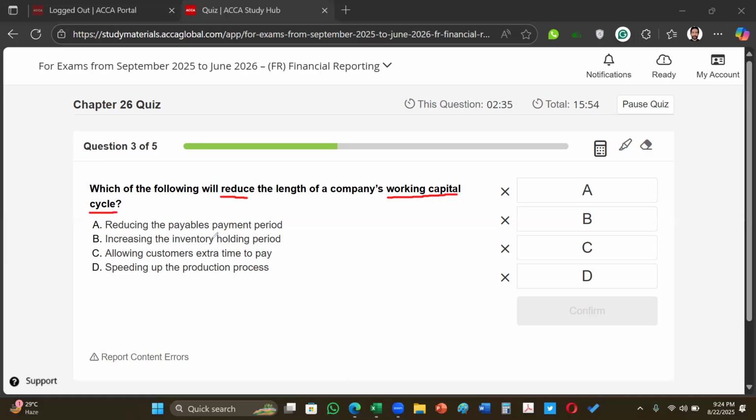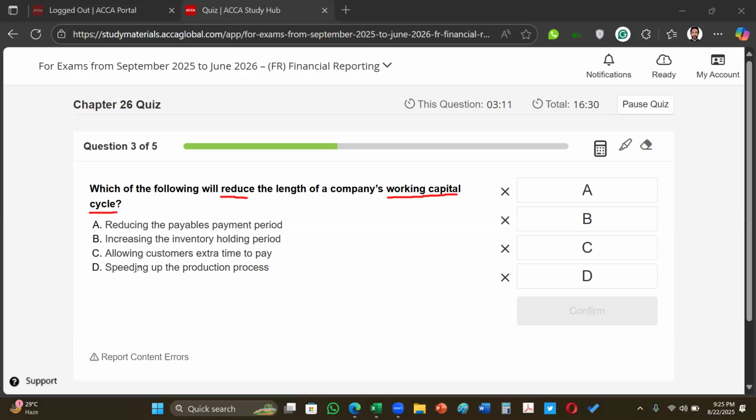Increasing the inventory holding period, again, holding inventory is going to be problematic, because when you're holding inventory for a longer period of time, you're not getting any cash. Your working capital stretches, it becomes longer, it increases, it does not reduce. Allowing customers extra time to pay, again, when you allow your customers extra time, which means your receivables are increasing, that is not good. You need to get money from them quickly.